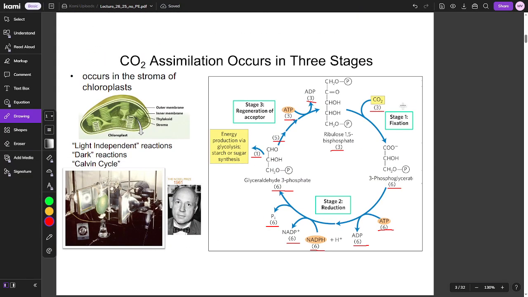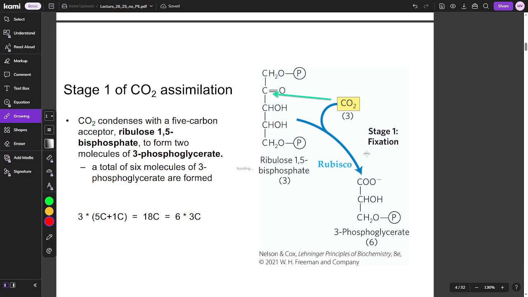Although the number of carbons is the same, right? Ribulose is a 5 carbon sugar, so there's 15 carbons here total. We add 3 here, so that's going to be 18 carbons, and there's 6 3-carbon sugars here, so that's 18 carbons, right? So the number of carbons is constant across the entire cycle, but it does become a bit weird because we're not dealing with 1 to 1 ratios. So we're going to start with the first step here.